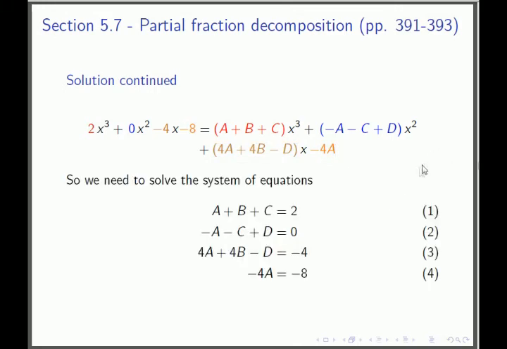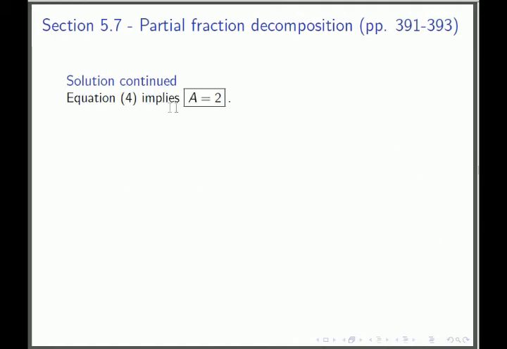So we're trying to solve this system of equations. a plus b plus c equals 2, negative a minus c plus d equals 0, and so on. These are the four equations with these four variables that we now need to solve. So how do we begin? I see the fourth equation is the simplest. I can just divide it by negative 4 and get a equals 2.